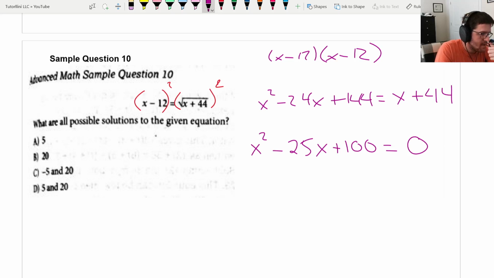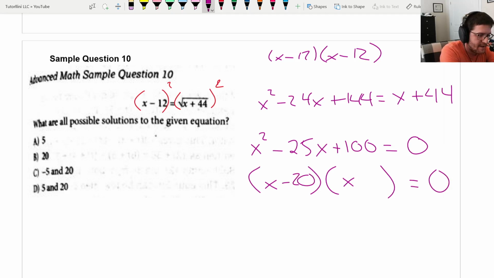I'm looking at the answer choices too. I'm thinking it's like 20 and 5. So I think it's negative 20 and negative 5, because both those... let's try that. Set up my parentheses, then we'll put negative 20 and negative 5. Negative 20 plus negative 5 is negative 25. Good. Negative 20 times negative 5 is positive 100. Good. Okay, we're all set.